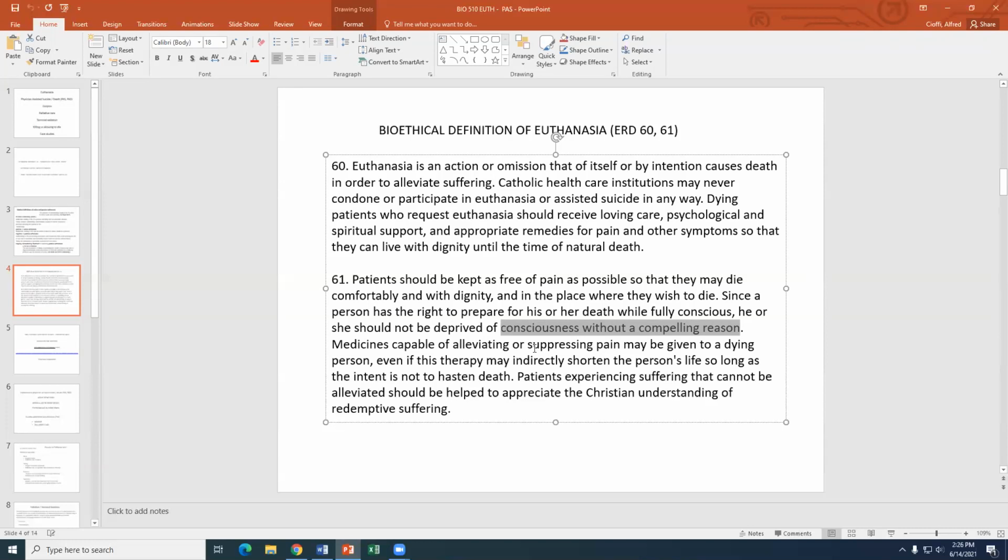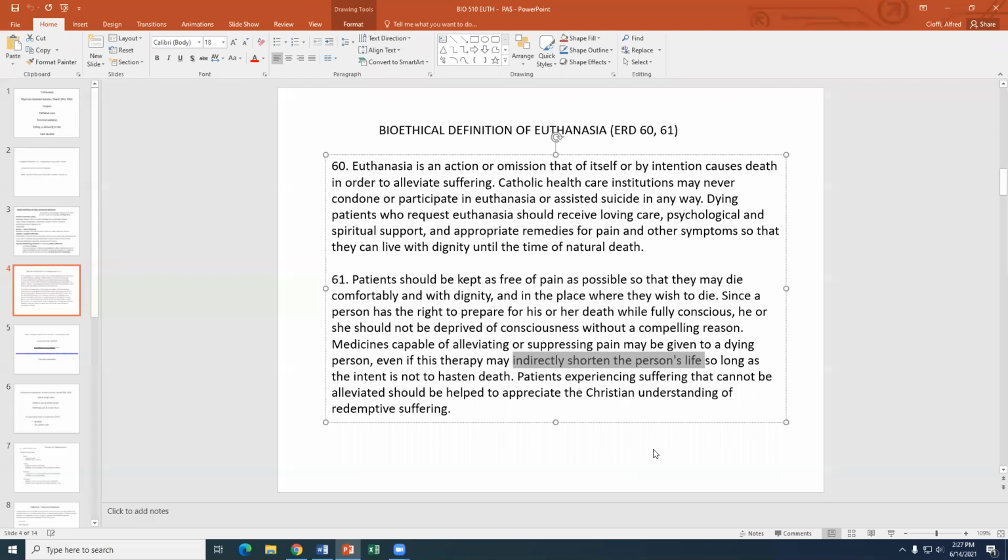Medicines capable of alleviating or suppressing pain may be given to a dying person, even if the therapy may indirectly shorten the person's life. Right? So this indirectly means that it's not the direct intention, even though we know the typical analgesic is going to be what? Morphine, right? Which is killing neurons. So you kill enough neurons, and the person is going to go unconscious, or at least start not really hallucinating, but they cannot think rationally.